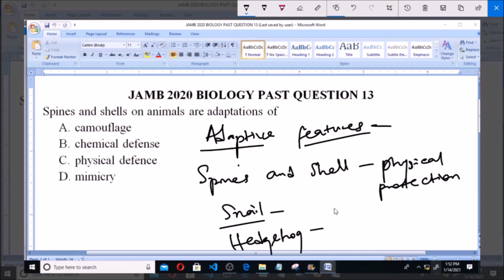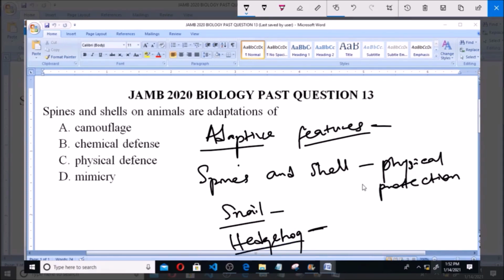Now, the hedgehog possesses spines for physical defense. It enables the hedgehog to escape its predators, that is, animals that feed on hedgehogs. Once they see the hedgehog display its spines, they run away from it because the spines are dangerous to the animal. So it enables the hedgehog to escape its predators.